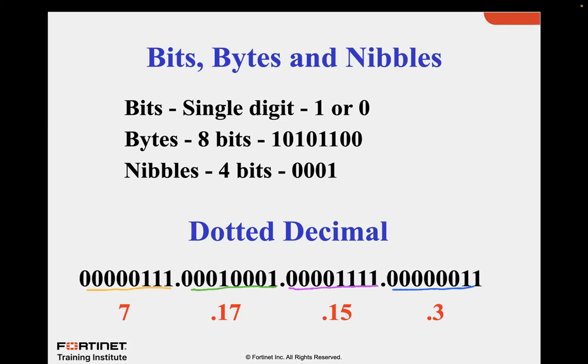So 7.17.15.3 means this 8-bit word has a value of 7. One of the ones column, one of the twos column, one of the fours column, nothing else. Total of 4 plus 2 plus 1, 7. 17, a 1 of the ones column, no 2, no 4, no 8, a 16. 16 and 1 is 17. 15, a 1, a 2, a 4, and an 8. Add them all together and you get 15. 3, all zeros, but a 1 in the ones column, a 1 in the twos column for a value of 3. That's called dotted decimal, and you will use that every day of your life if you work in networking.